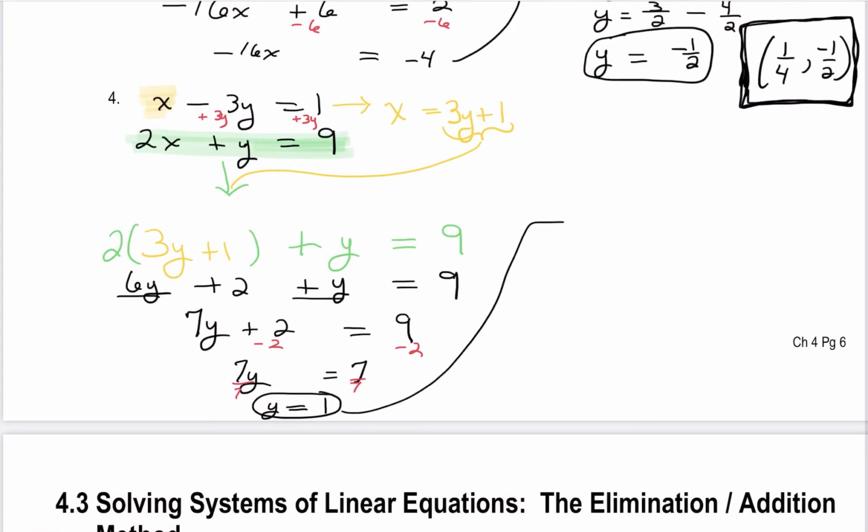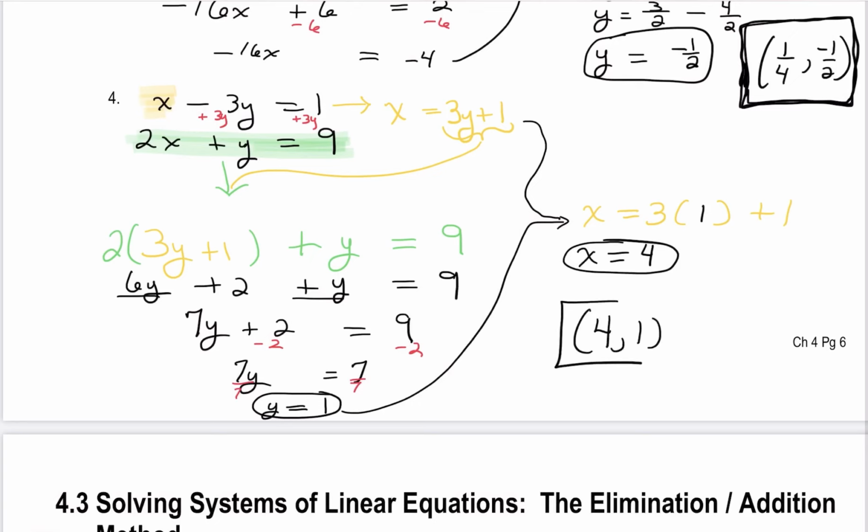And again, either equation, I like the one that we've already isolated for. I should say any equation, any of them that have an x and a y in them, to get the second variable. So x equals the 3 times the y, which we now know to be 1, plus 1. And so that's going to mean x is going to be 3 plus 1, which is 4. So our final answer on this one is (4, 1).